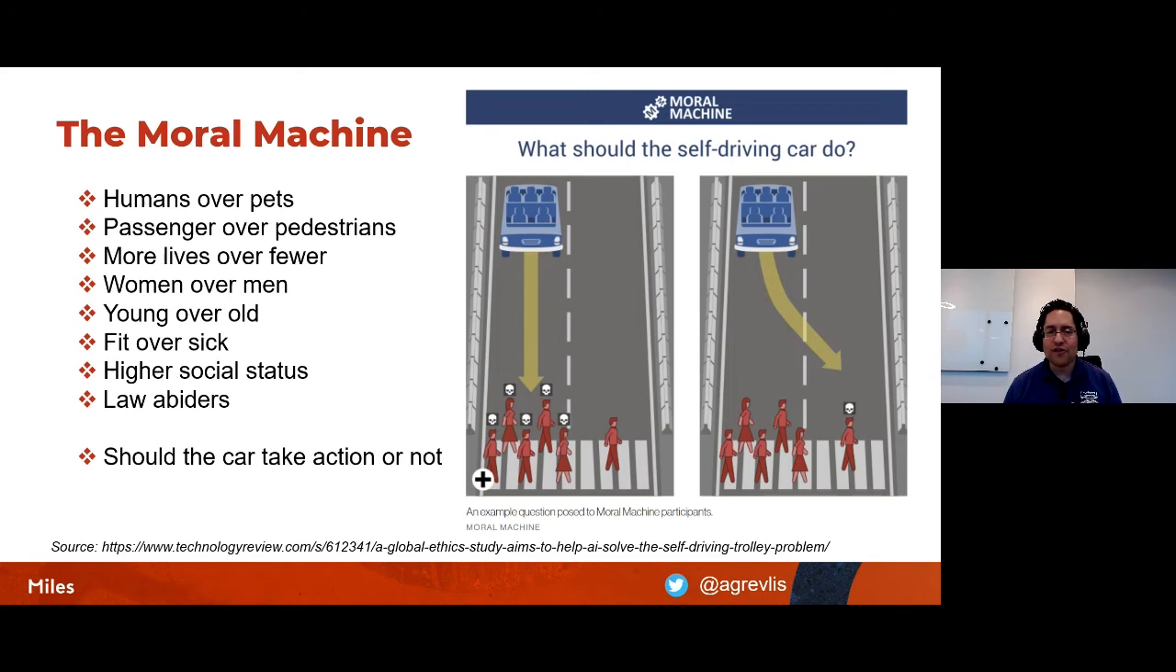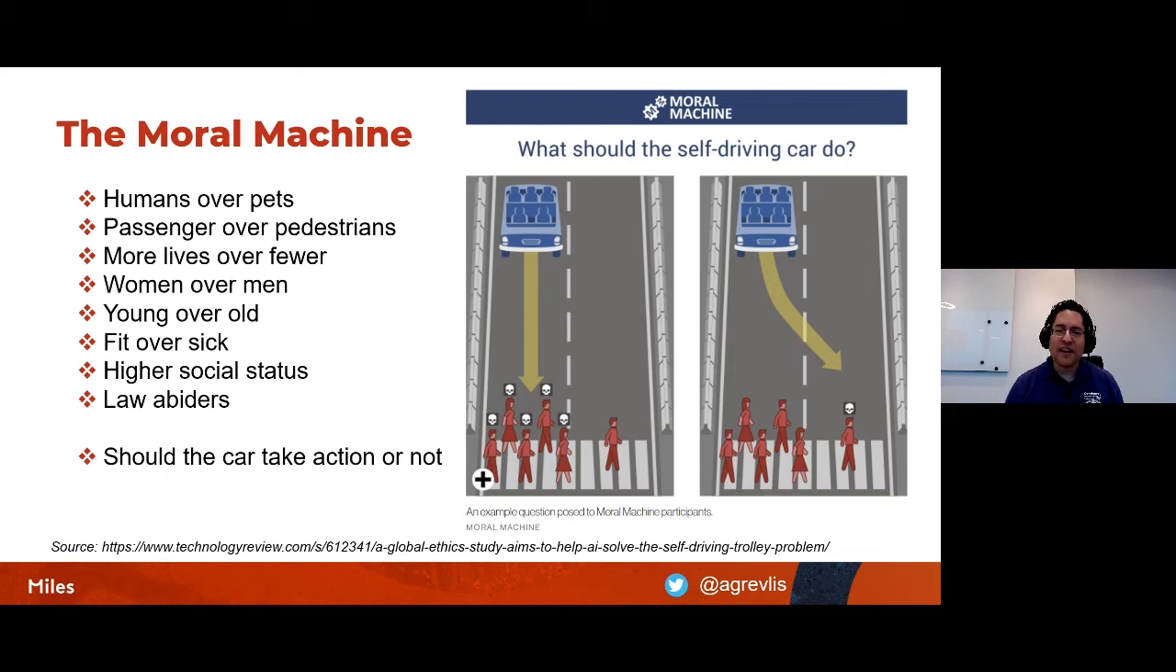Should it prioritize humans over pets, or passengers over pedestrians, or more lives over fewer lives, women over men, young over old, fit over sick, maybe high social status or law abiders? And it could also be, should the car actually take action or not? What they found in this study is that the answers to all of these questions vary a lot on the basis of culture, economics, and geographic location.